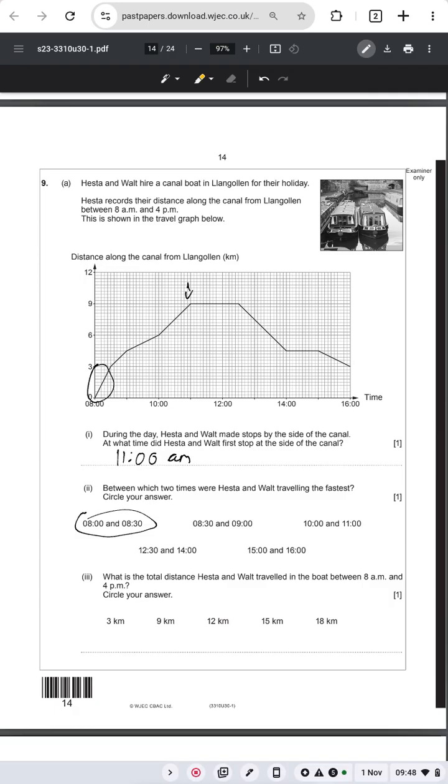What is the total distance Hestia travelled in the boat between 8 a.m. and 4 p.m.? Circle your answer. So they travelled out 9 kilometres, and then they turned around and started heading back, and they stopped 3 kilometres before Llangollen on their way back. So this means we have 9 plus 9 minus 3, which is 9 plus 6, which is 15.